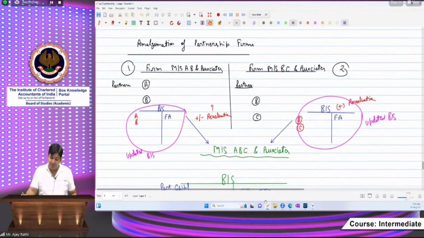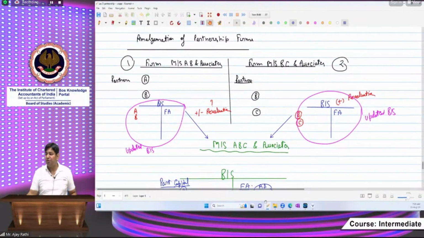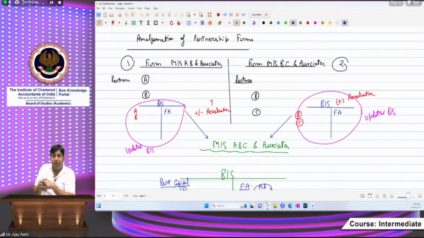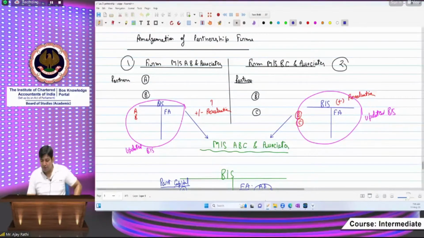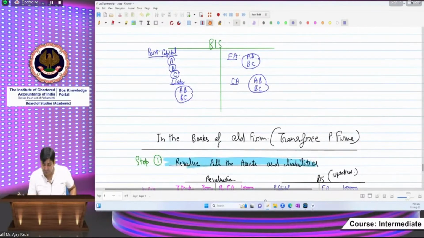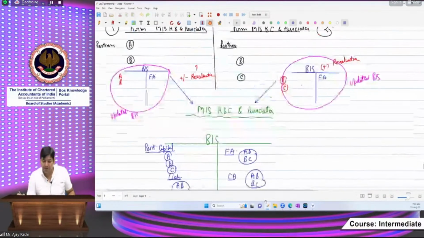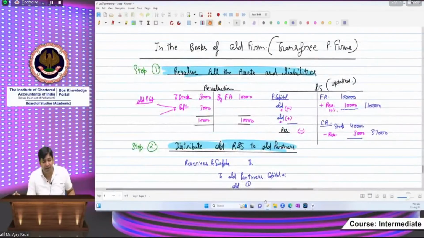Step number first, what I told you, I am revising with you all. In the case of amalgamation of a partnership firm, there are two firms which are being merged, amalgamated. So the firms which are being amalgamated are called amalgamating firms, or you can say vendor firms, old firms, whatever name you are calling. There are firm number one, firm number two. In the books of the old firm, we learned that we have to use some steps. Step number first, transfer the book values of all the assets and liabilities to the realisation account.